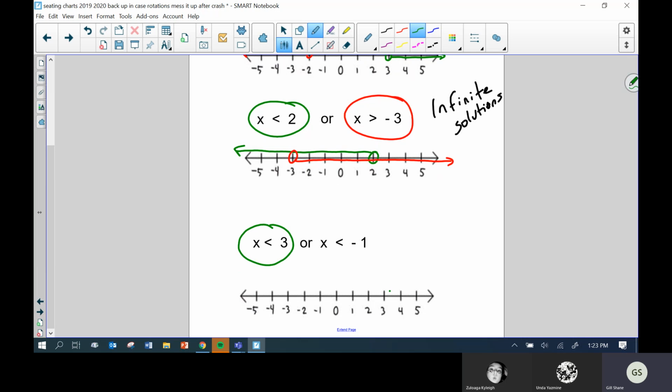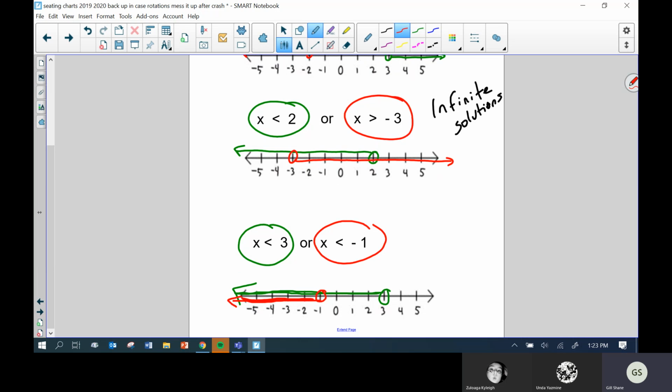Let's say, all right, well, it's got to be less than 3. So I put a circle there, and then I graph to the left. That's less than 3. And then I'll do the next one in red. So x needs to be less than -1. Circle on the -1, and then I graph this to the left because it's still less than.